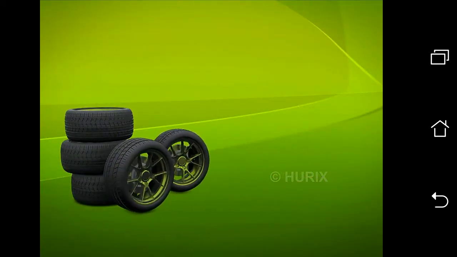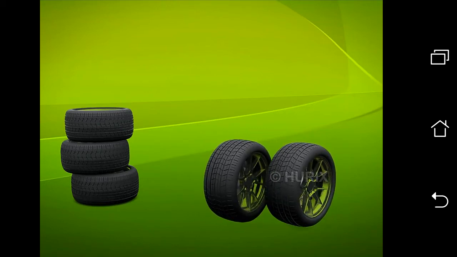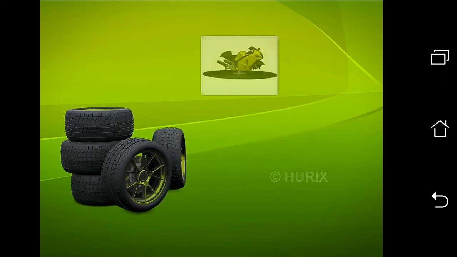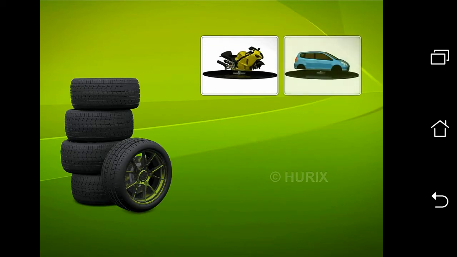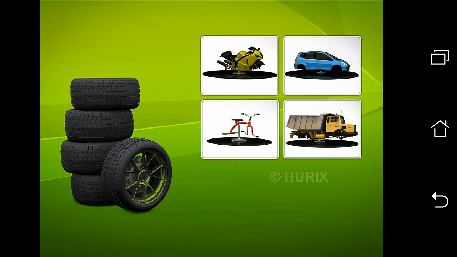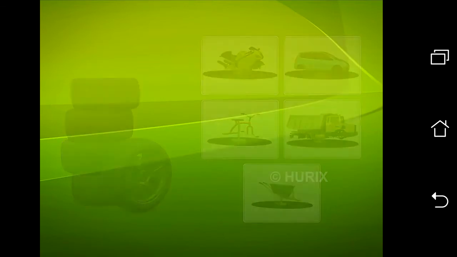Let's assume we have a few pairs of wheels that will fit various different types of vehicle. Let us represent a pair of wheels as W2. How can we assemble wheels on a bike body B, a two-wheeler, a car body C, a four-wheeler, a tricycle body A, a three-wheeler, a truck body T, a six-wheeler, and a trolley with one wheel?